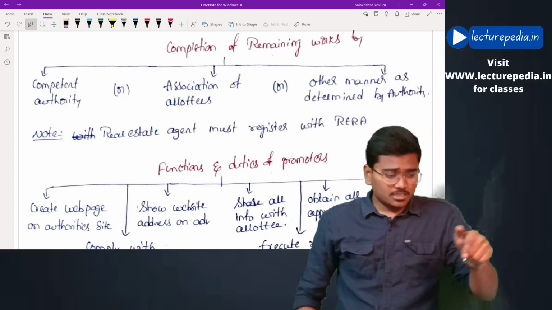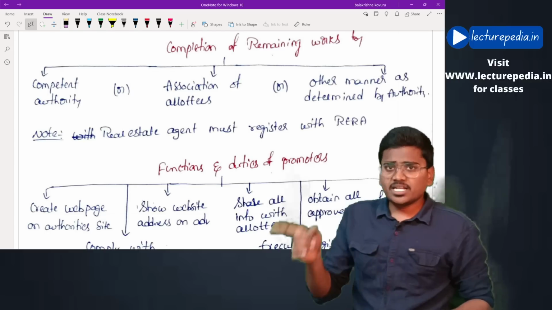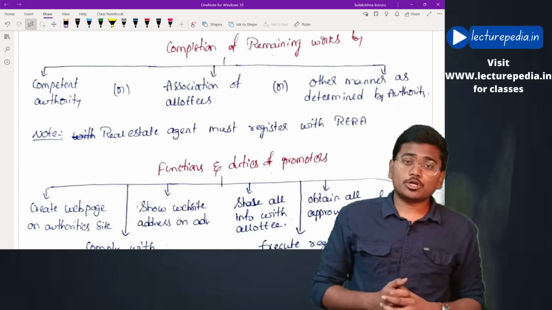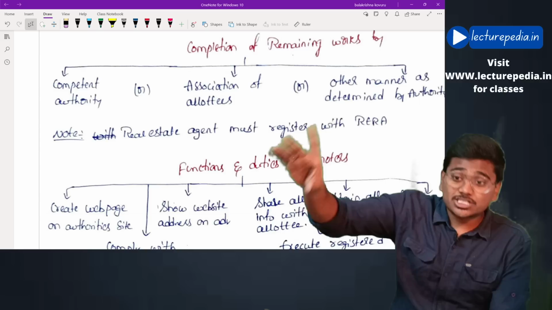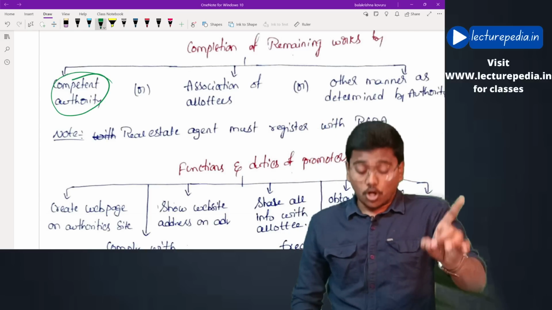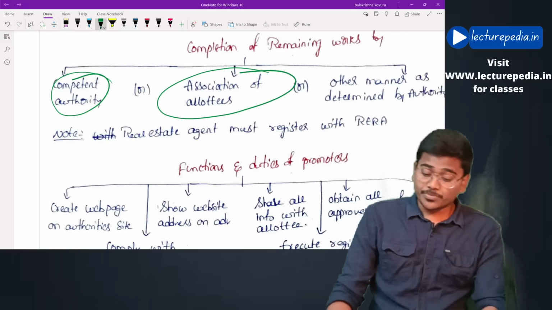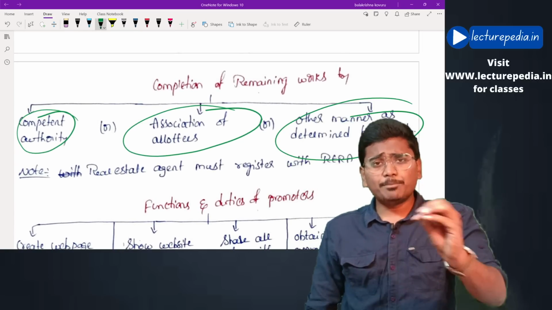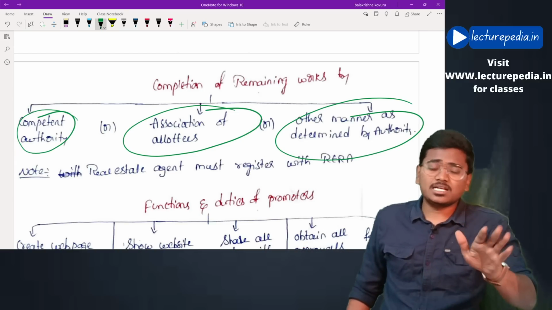Now the promoter constructing the project has constructed, let's say, some 2/3 of the project. Suddenly the authority revoked the registration. Now what about this remaining 1/3 of the project? Who will construct it? The answer is the authority will appoint a competent authority to complete the construction of the remaining project, or it will ask the association of allottees themselves to construct the project, or it will prescribe such other manner to complete the remaining construction of the project. Okay, this can happen to construct the remaining work.